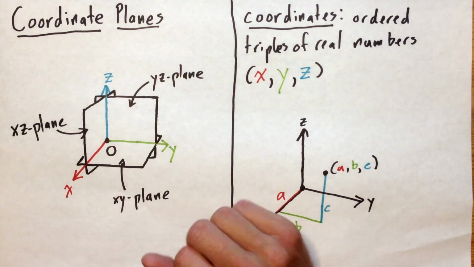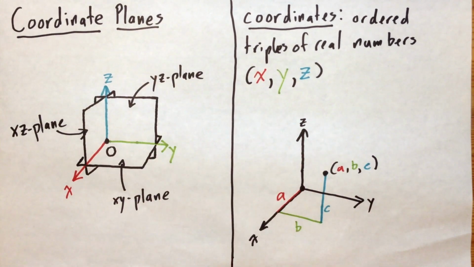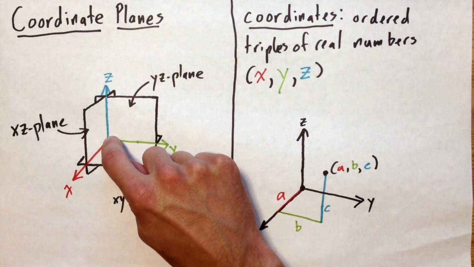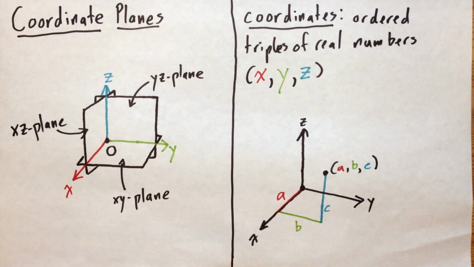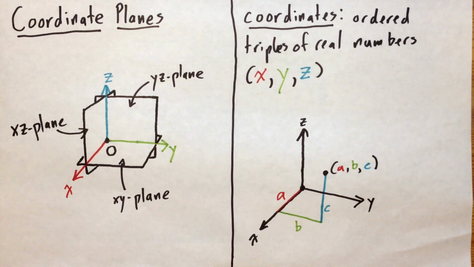Now, if you're having a little bit of trouble really understanding what this picture is supposed to be, imagine that you're in a room. I mean, right now you're probably in a room, and look at one of the corners. Let that be your origin. Then the x-axis is where the floor meets the wall to the left. The y-axis is where the floor meets the wall to the right. The z-axis is where the two walls meet.